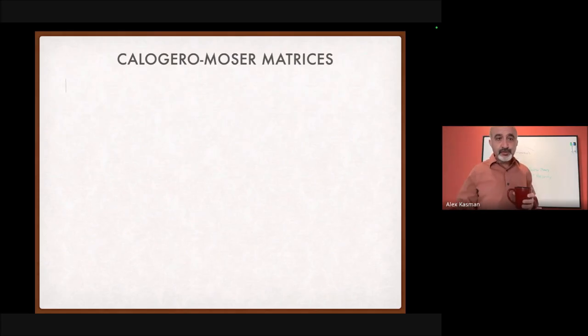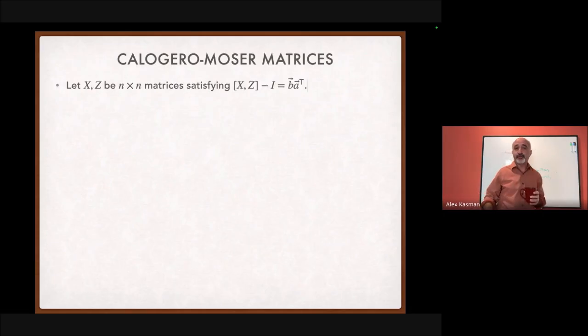Calogero-Moser matrices. These are just constant n by n matrices. So suppose you've got two matrices, x and z, they're n by n matrices, and if you take their commutator and subtract the identity matrix from it, you get a rank 1 matrix. So this is the product of two vectors. It's got to have rank 1.